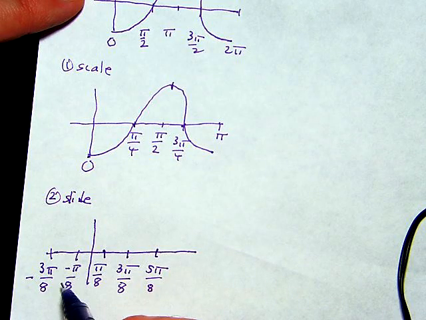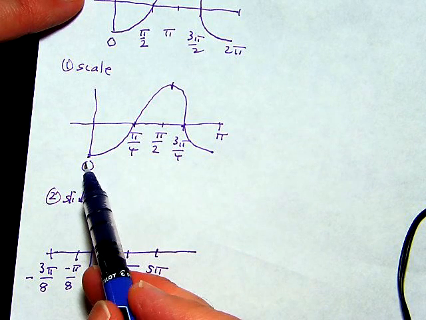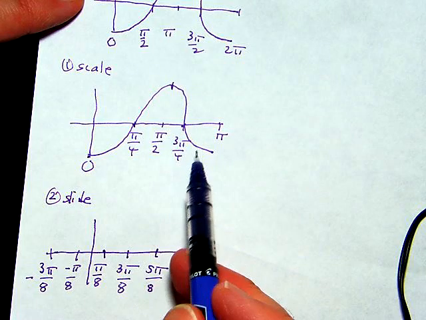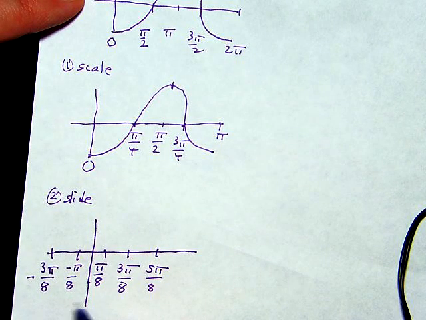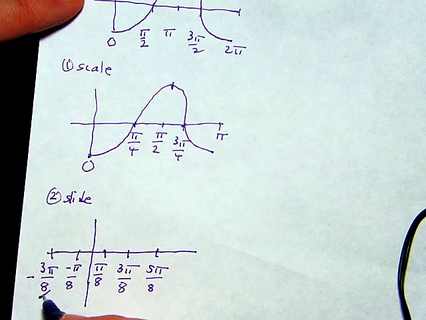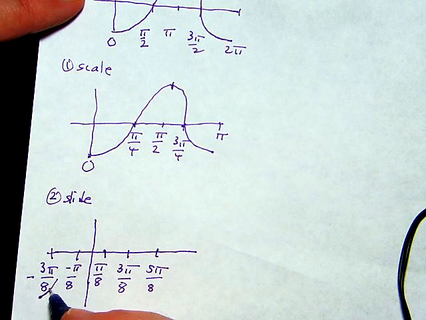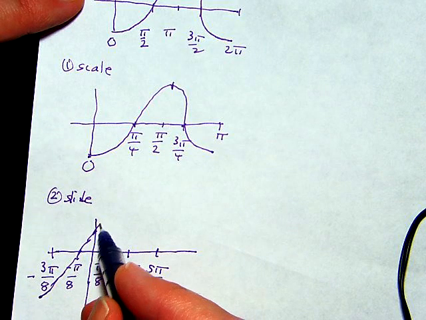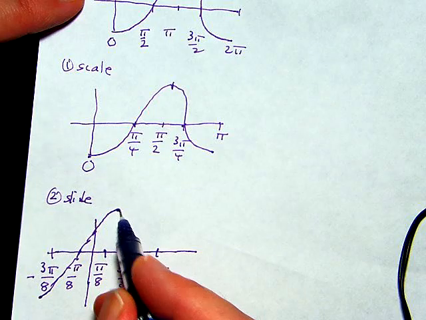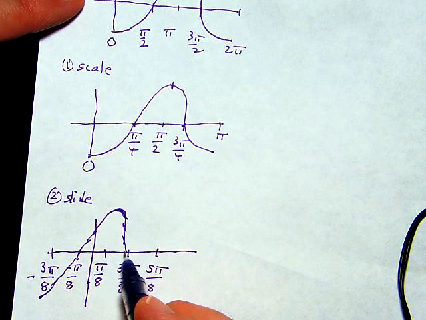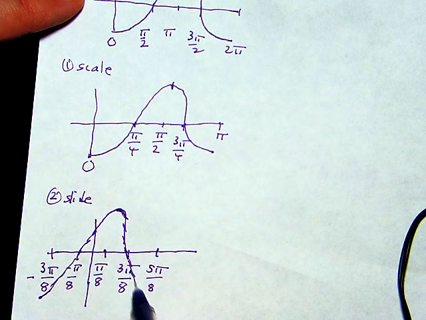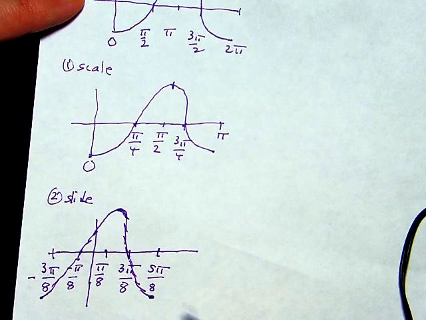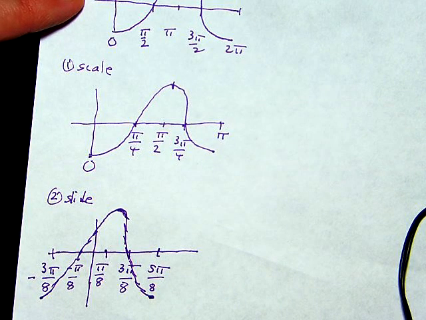Okay, and these are still going to be the points that fit this curve. So we're still going to have our minimum value here. We're going to hit 0 at negative pi over 8. We're going to hit our maximum point at pi over 8. We're going to come back down to 0 at 3 pi over 8. And we're going to come back down to our minimum value at 5 pi over 8. Okay, and basically we're done.